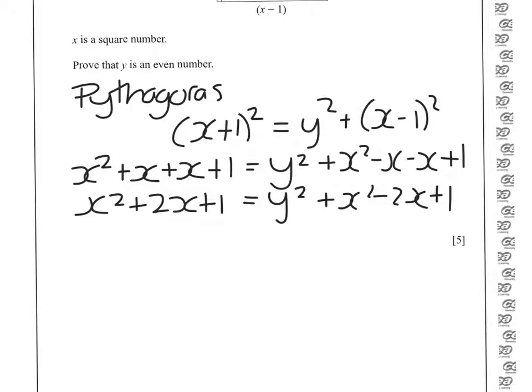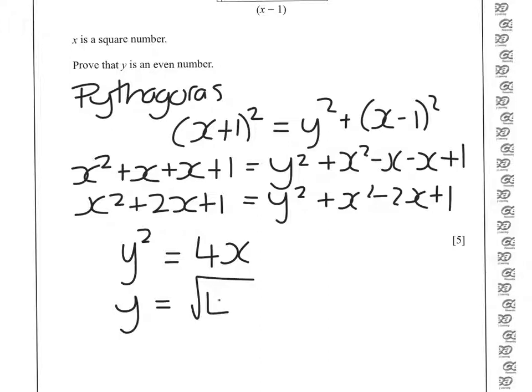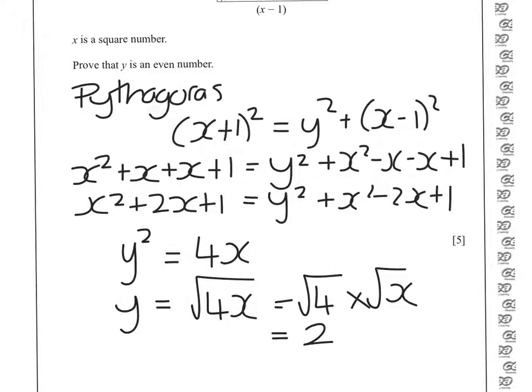If we make y squared the subject, the x squareds will cancel on both sides. We have 2x plus 2x, which gives 4x, and the 1s will cancel. That means that y is the square root of 4x, so that's the square root of 4 times the square root of x, which is 2 root x, which is even.